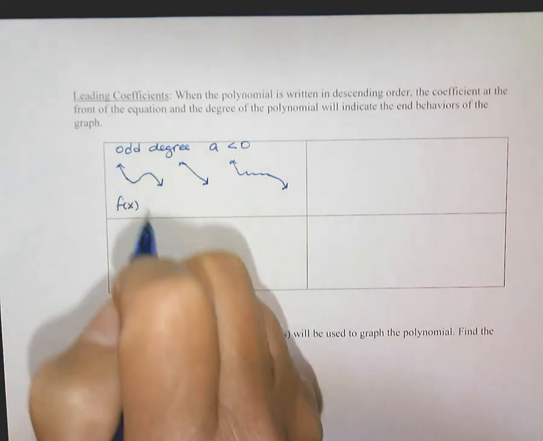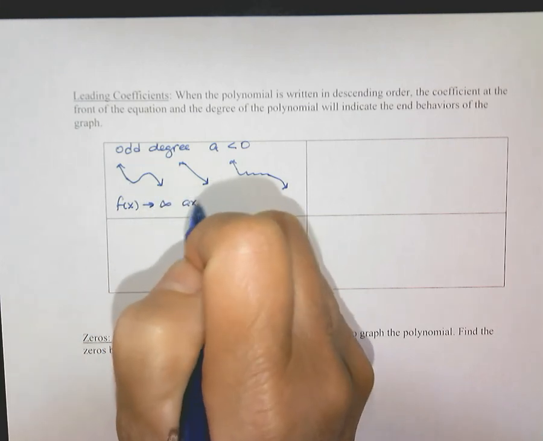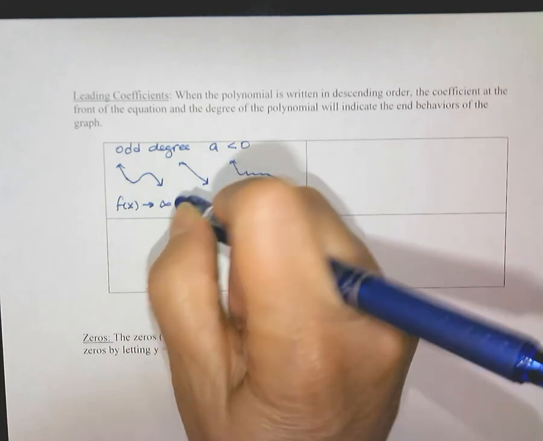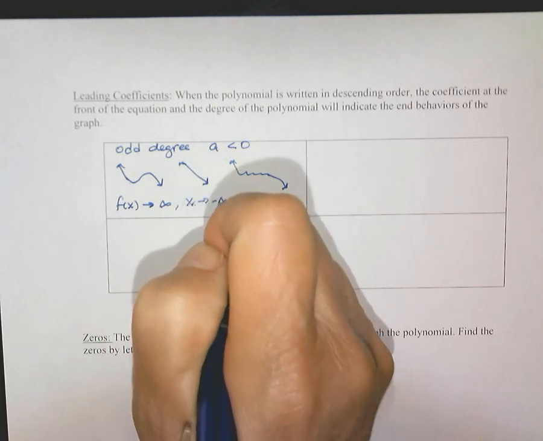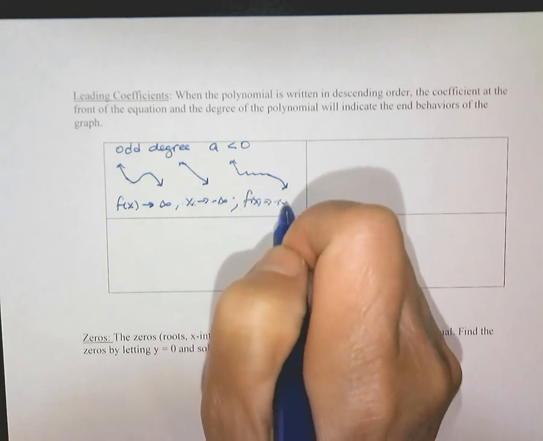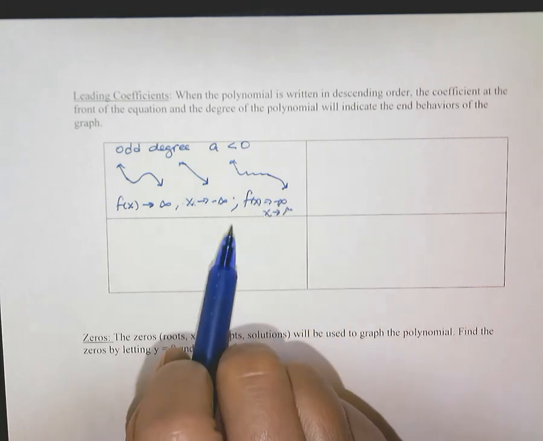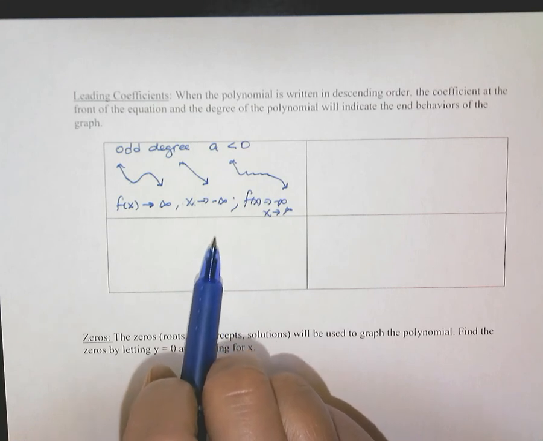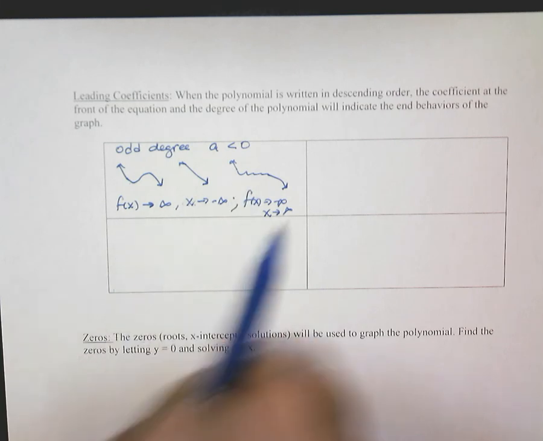So the left side is going up. Up means f of x is approaching infinity as x approaches negative infinity. And the right side is going down, so f of x approaches negative infinity as x approaches infinity. I'm not going to worry too much about this. I'm showing it to you mostly because you would have seen this in Algebra 2. Standardized tests might have it on it. I'm not going to use this notation.